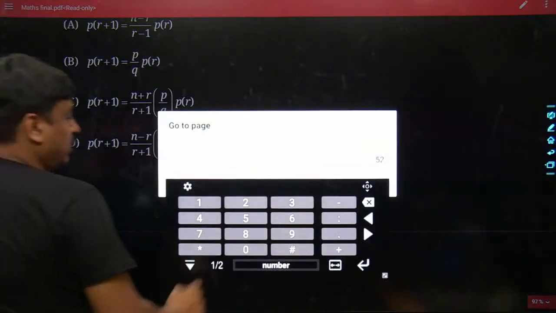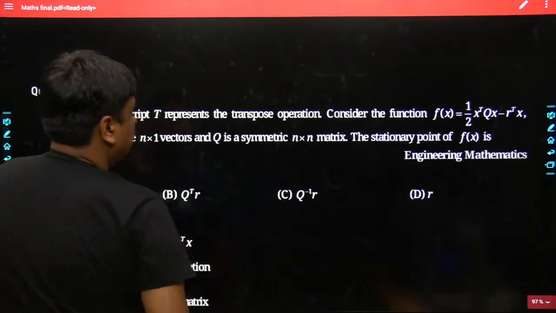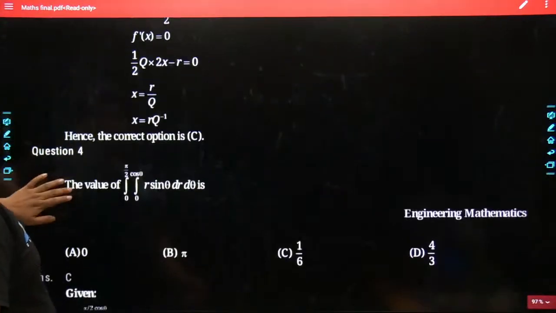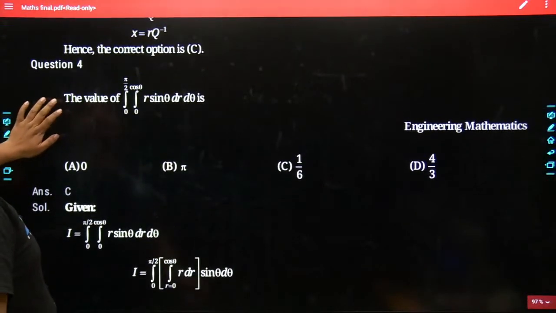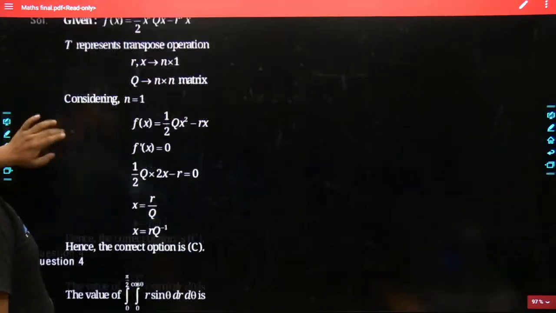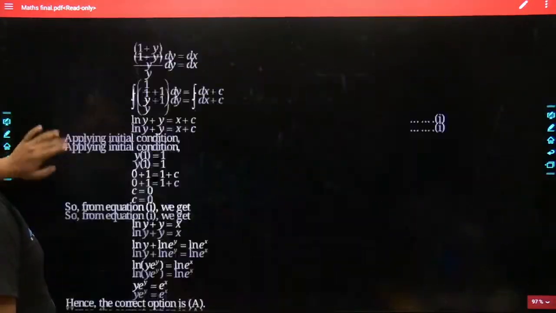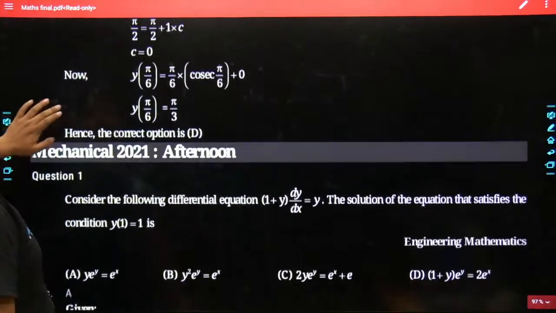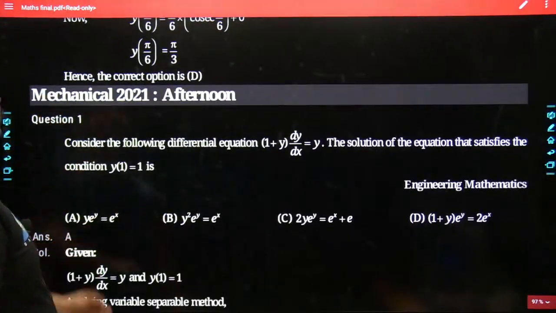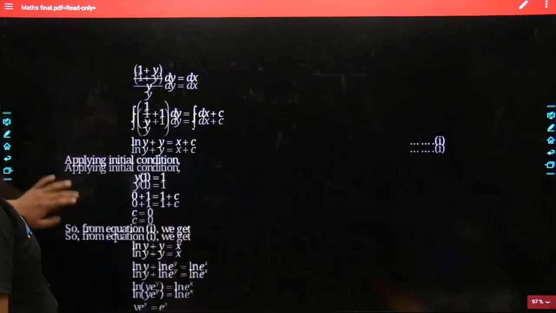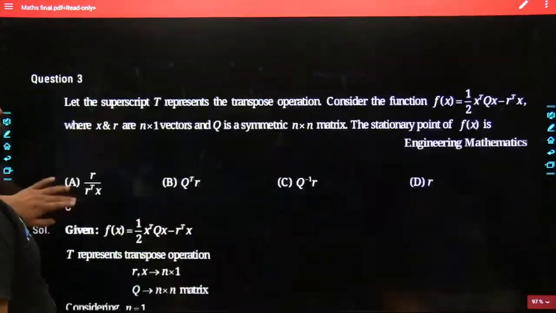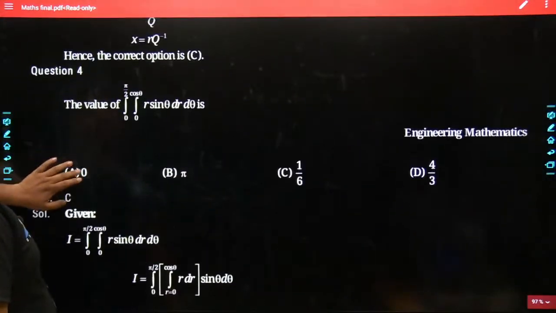The problem comes from page number 33. You have to get the exact answer for this given problem. Let me see, in which branch has this problem appeared? It appeared in mechanical engineering in the afternoon session. Tell me what would be the best answer for this given problem.